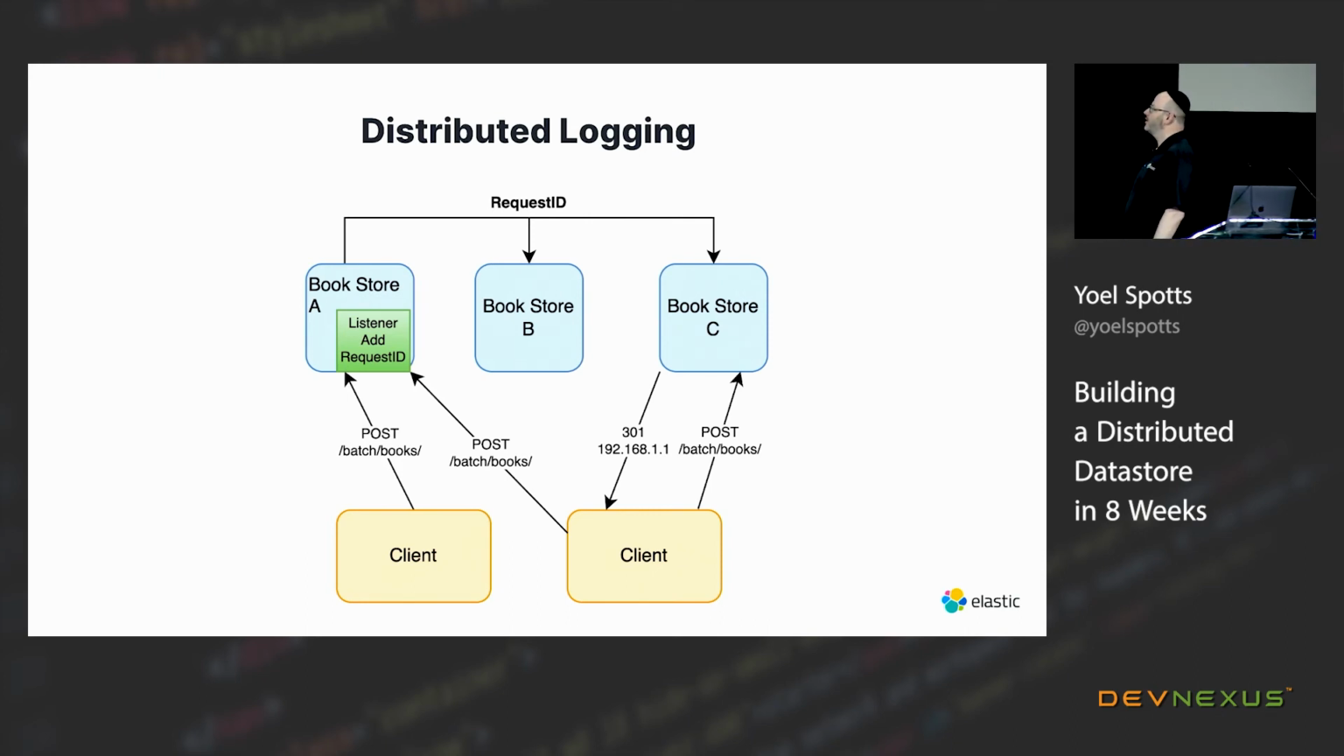So I introduced them to the concept of distributed logging, and there are various ways of accomplishing distributed logging, but one of them is by adding a request ID to every request. So now, whenever the client goes to any of the bookstores, we have a servlet listener that can intercept all the requests, put on a UUID as a request ID, and then include that request ID throughout the chain of communication between the servers that might occur. So now when you're looking at the logging, you can correlate the request ID. So this was another tool in the toolbox.